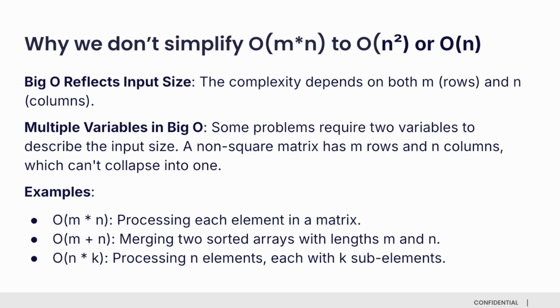Here are some examples of when we need to keep those two independent variables. O(m times n) is really common with matrices or grids, where we have to include both rows and columns. O(m plus n) might represent something like two sorted arrays where m and n represent the sizes of the two arrays. Or O(n times k) could be used when processing n elements, each of which has k sub-elements, like in a nested data structure. So if you simplified O(m times n) to O(n squared) or O(n), you'd be assuming that m equals n, which might not be true. Both dimensions are important when describing the time complexity of this algorithm.